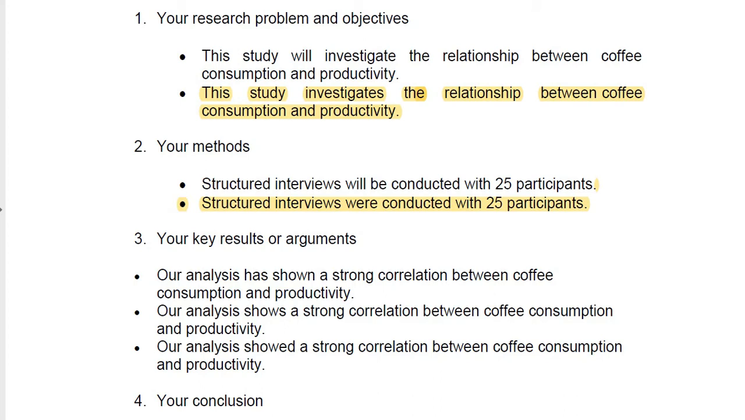Your key results or arguments. Well, next, what you have to do is just summarize the main research results. Got it? The main research results. The most important thing that you find out after you finish your investigation. Do not forget it. Alright? And this part of the abstract can be in present or simple past.